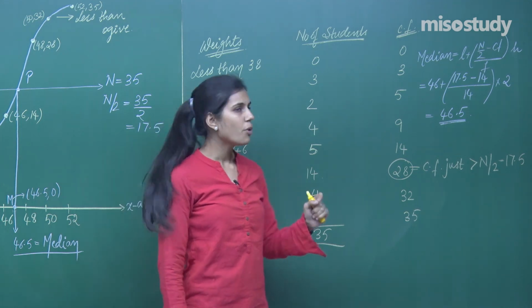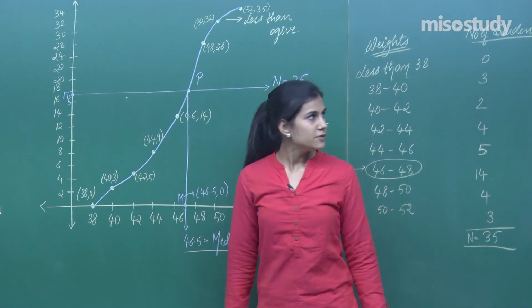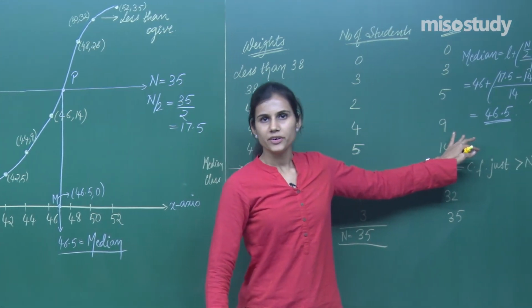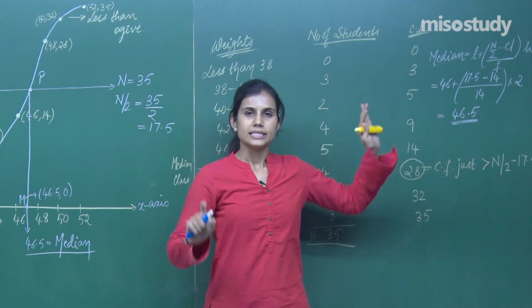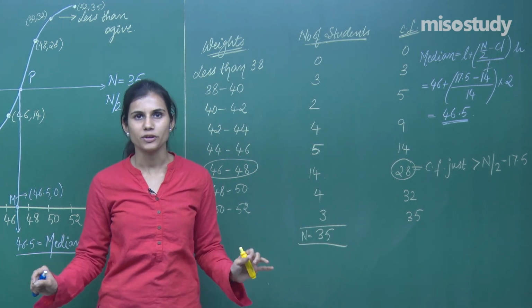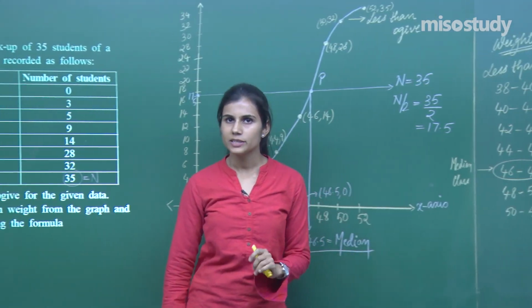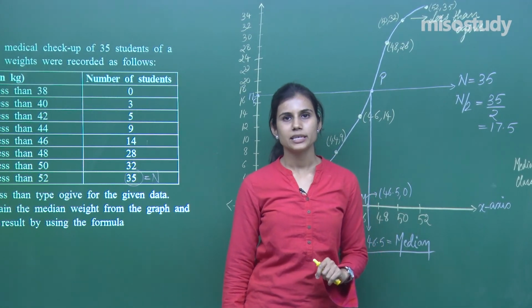Right? And so the median which we evaluated with the help of less than ogive and the median which we evaluated from our usual method, that is the formula, is the same. And that is what verifies that the value of the median is 46.5. Is it clear? That completes my discussion over the questions. Please revise the questions very nicely. That's it from my side. Thank you.